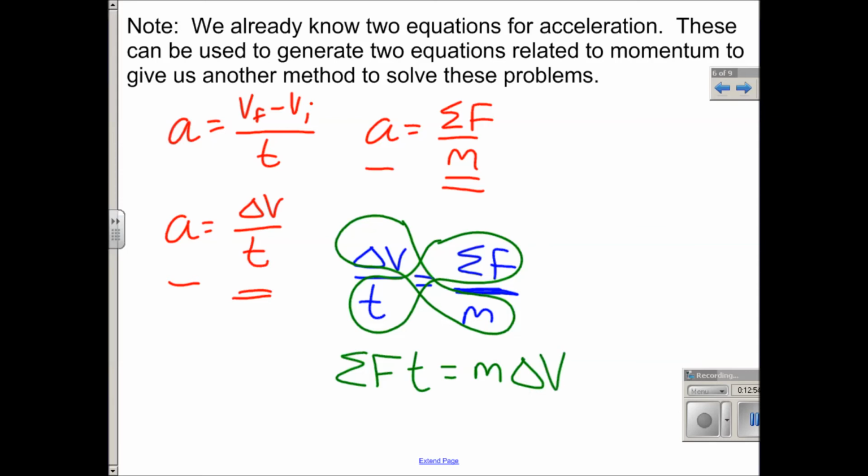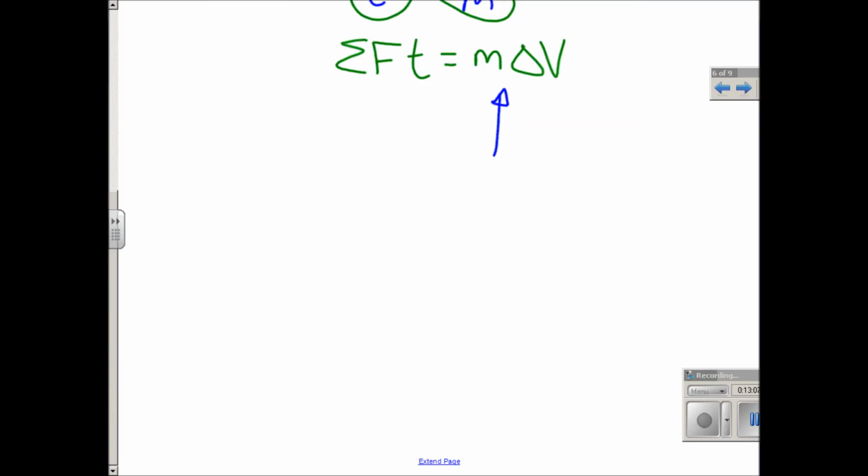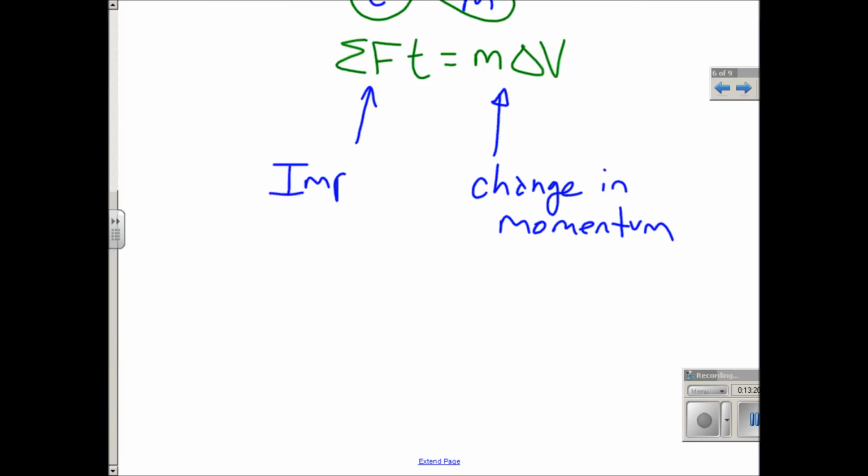That is huge. So what we found a couple slides ago, we figured out that this mass times change in velocity was our change in momentum. That's how much the momentum changes by. This guy, net force times time, is what's called impulse. Unfortunately, there's not a good definition for impulse. This is part of the reason I'm not going to focus on the concepts. The definition of impulse is force times time.